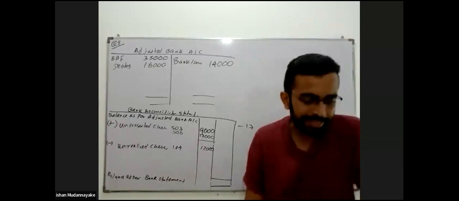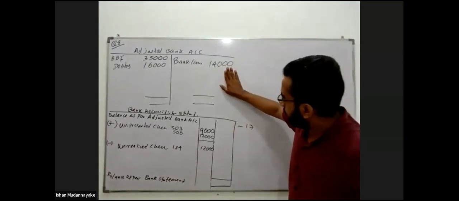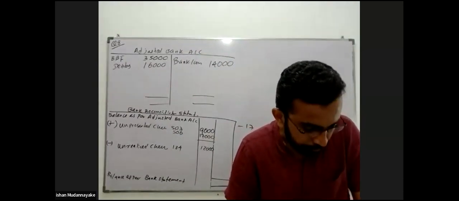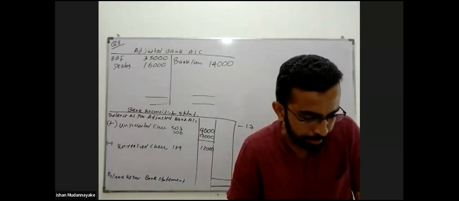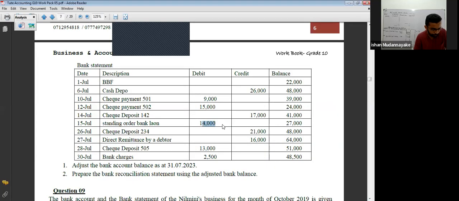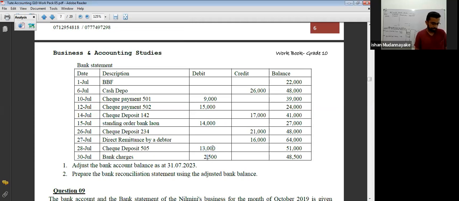Right, standing order payment: bank account credit, bank loan account debit. Tarun, the answer is correct. Right. Look at the next transaction. In the bank statement debit side, 40,000 okay, 30,000 okay, and then 2,500 bank charges. One of the errors done by you, you were unable to record the 2,500 bank charges.